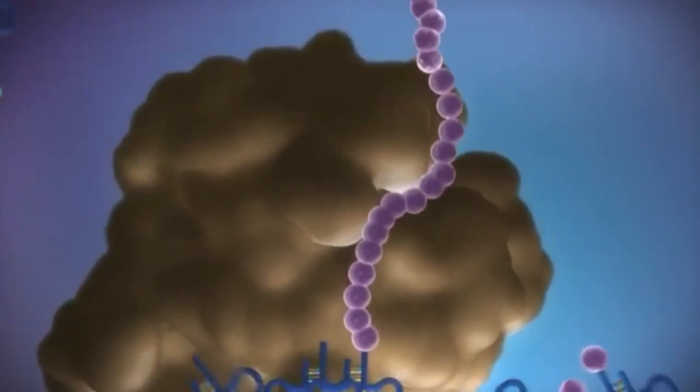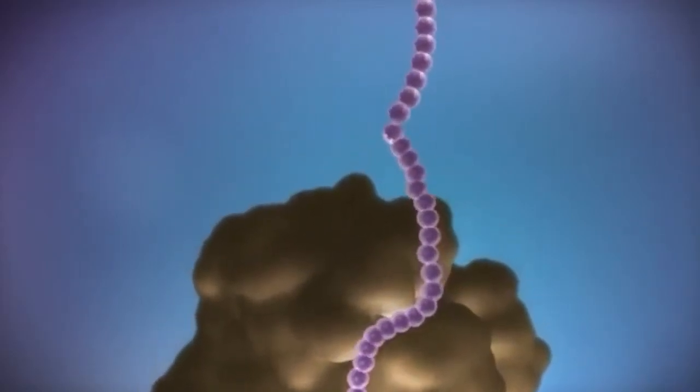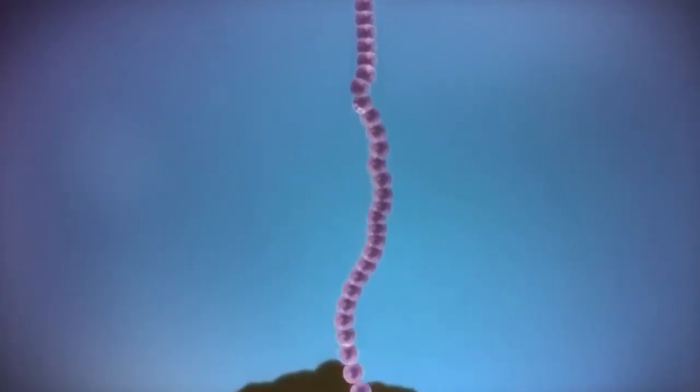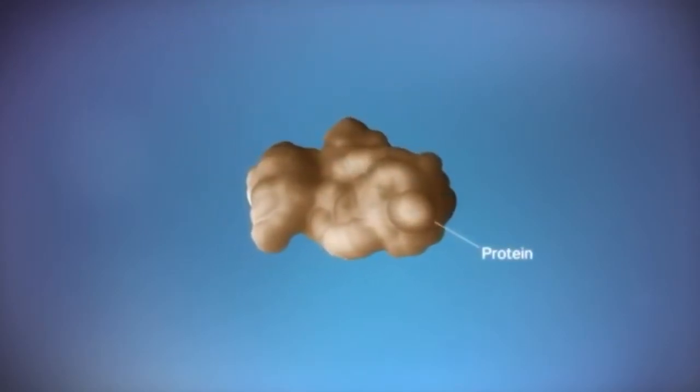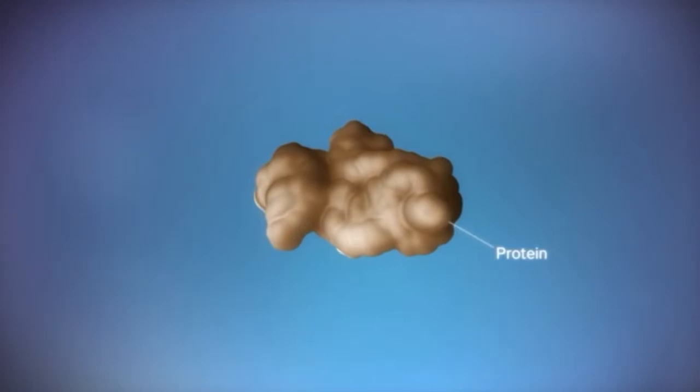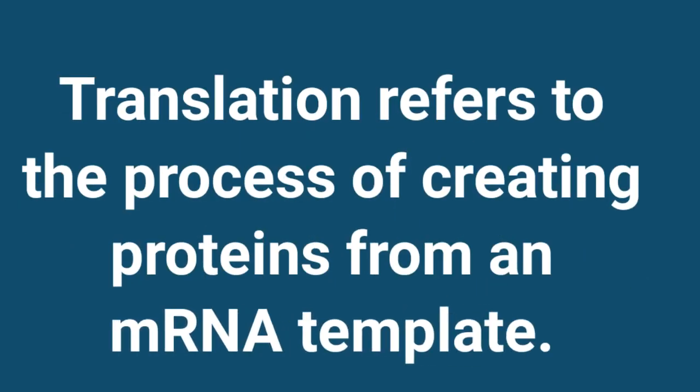When the amino acid chain is finished, it folds and converts into a complex 3D shape, which is known as a protein. So that process is known as translation. So what is the basic definition of translation? Translation refers to the process of creating protein from a messenger RNA template.